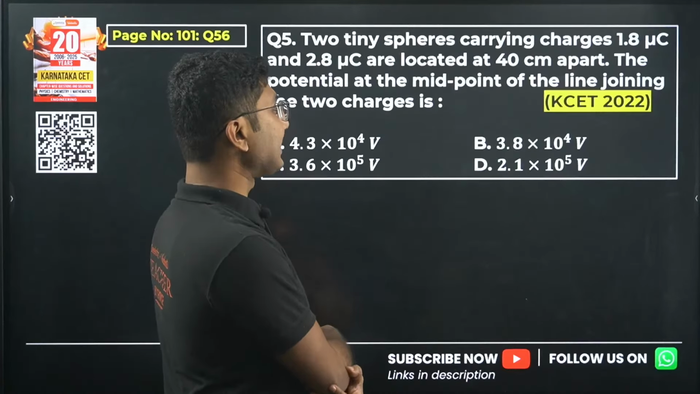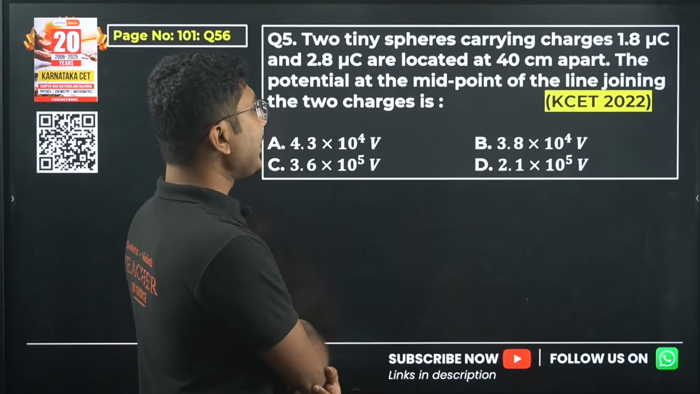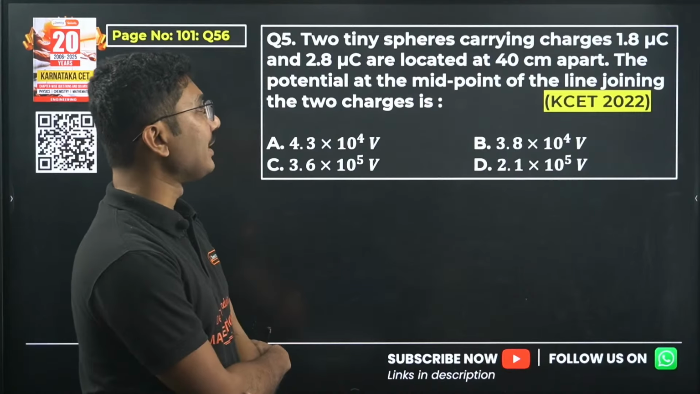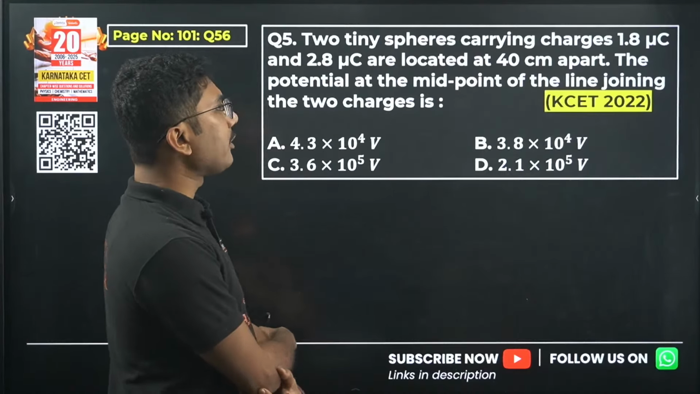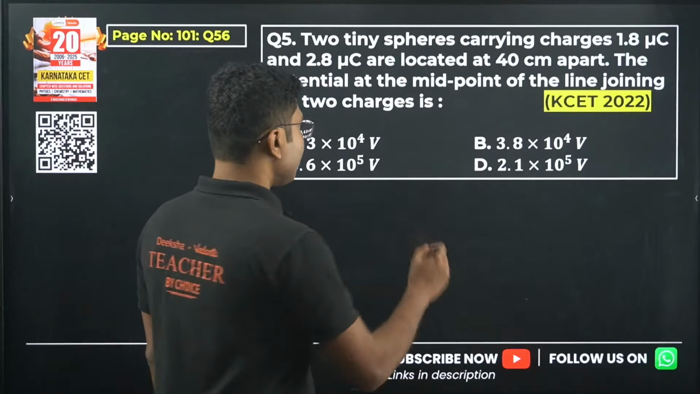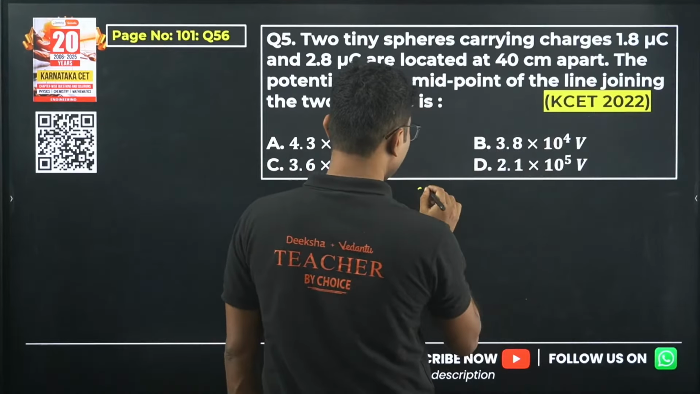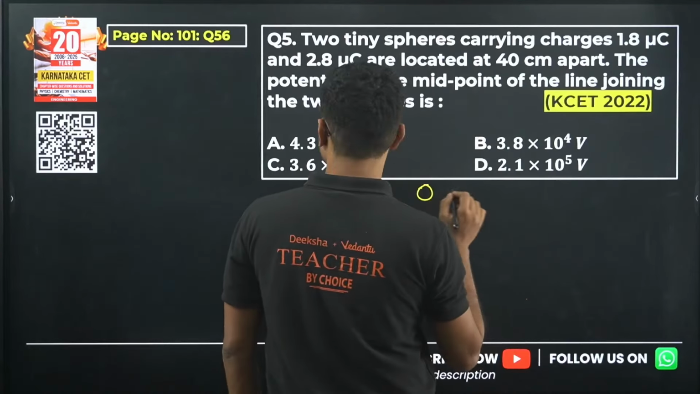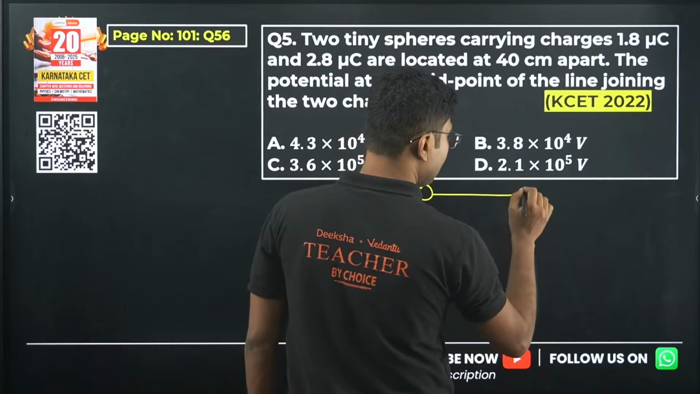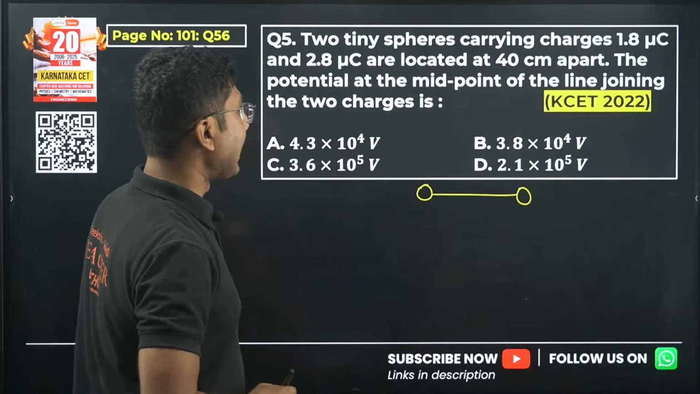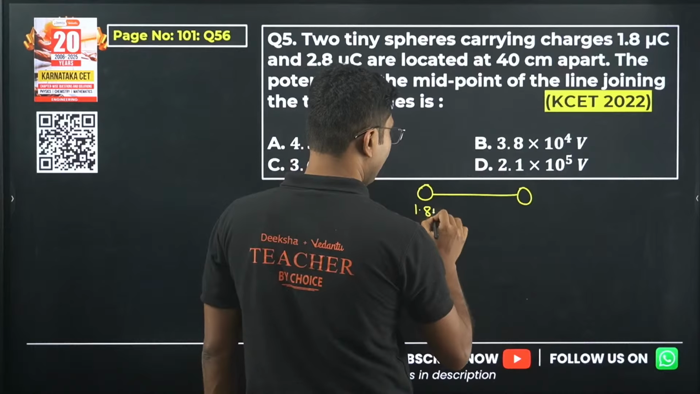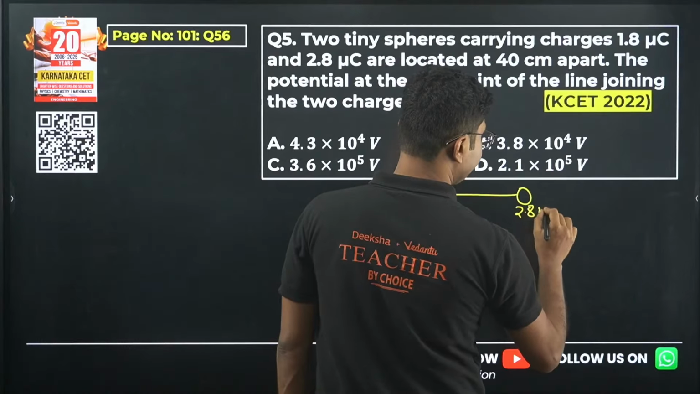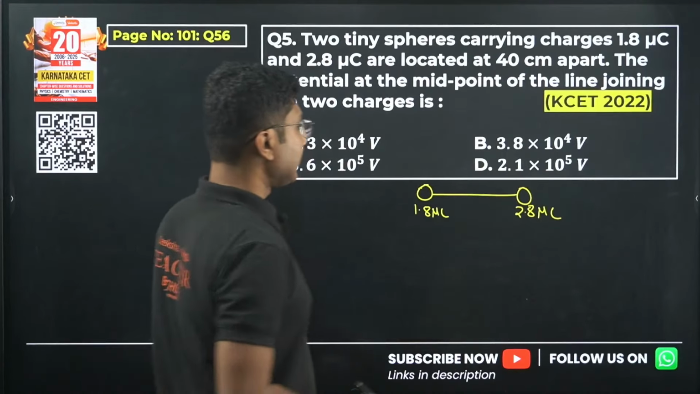Two tiny spheres carrying charges 1.8 microcoulomb and 2.8 microcoulomb are located 40 centimeter apart. The potential at the midpoint of the line joining the two charges is. This question came in 2022, and in this book it is on page number 101, question number 56. Their distance is 40 centimeter.